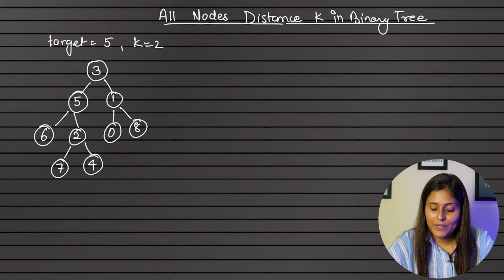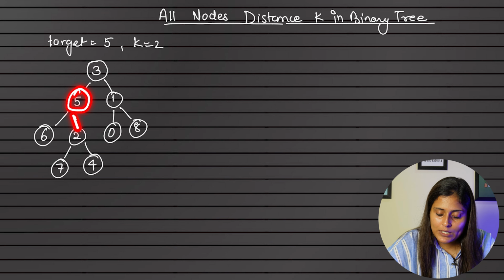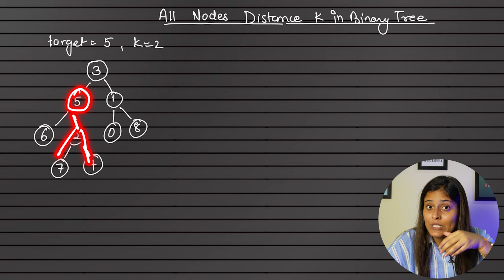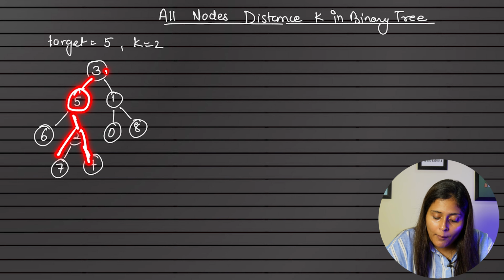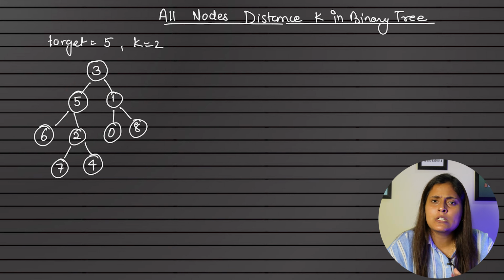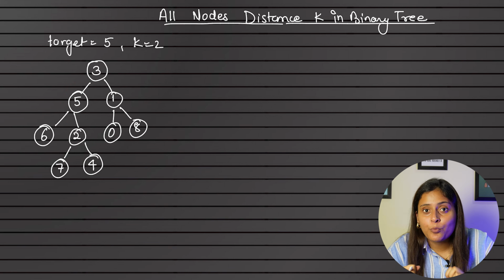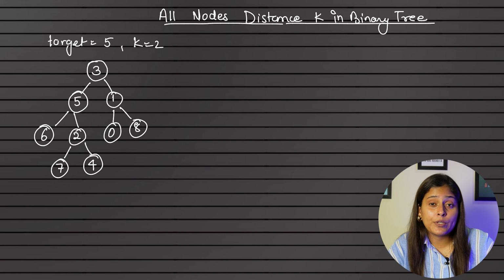Remember? So from 5, 2 distances, we can travel towards the downward. But what about the upward direction? How can we traverse this? If we are able to crack this point, then definitely the code will become easy for us. But how to crack this?